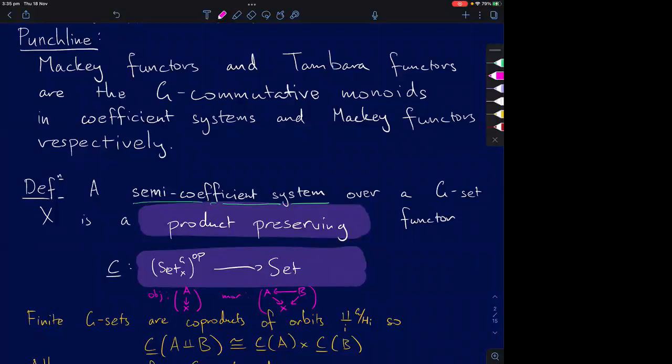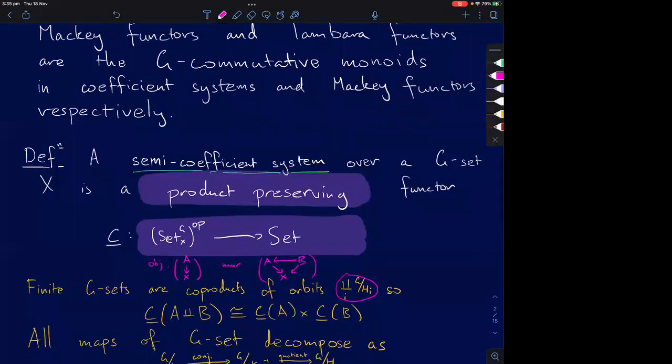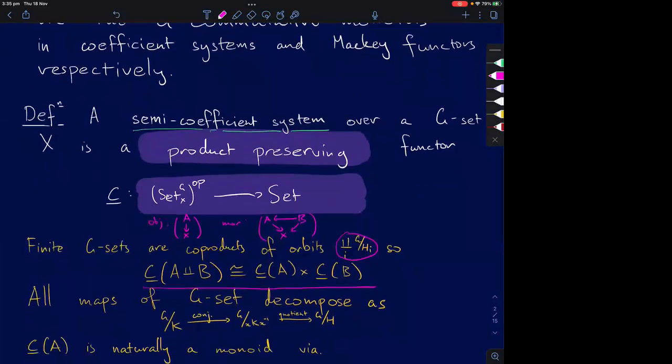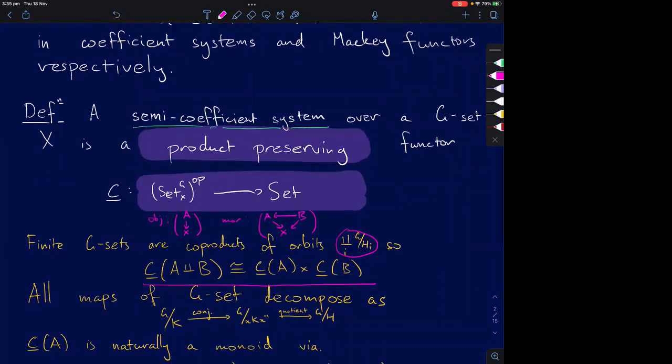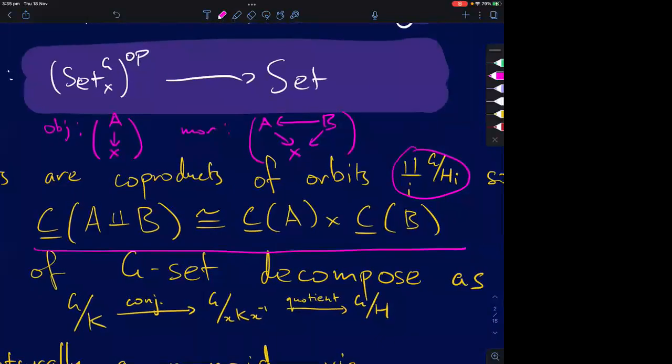Okay, some things about finite G-sets. Any finite G-set breaks up into a coproduct of orbits like this. And because we're in the opposite category, the coproduct is the product, and so product preserving tells us this condition. And all maps of G-sets, after you've split it up into orbits, decompose into something that's a conjugation followed by a quotient.